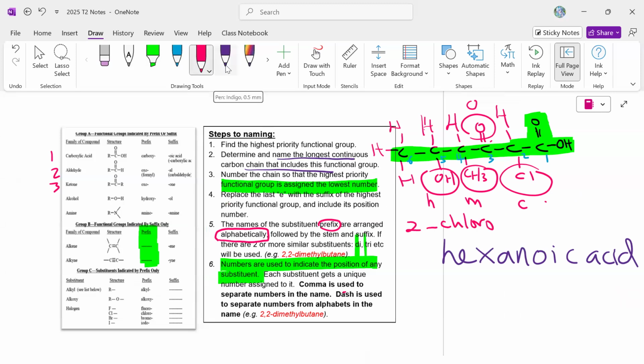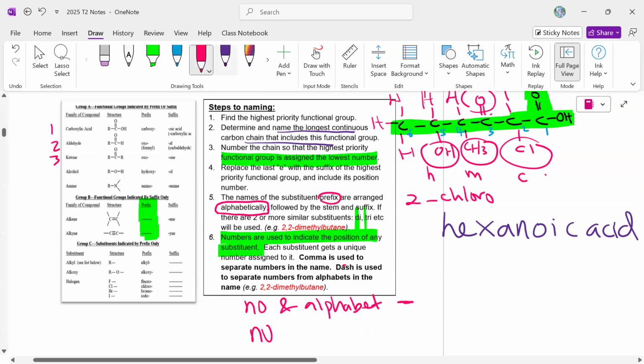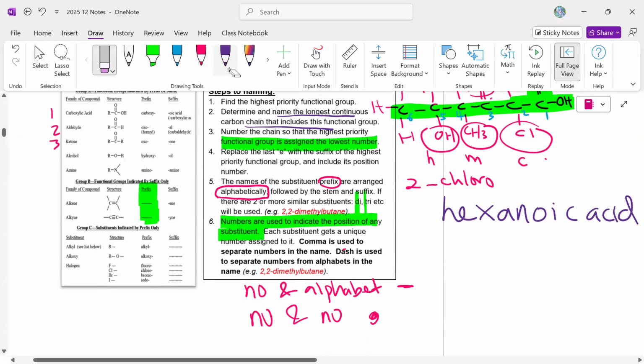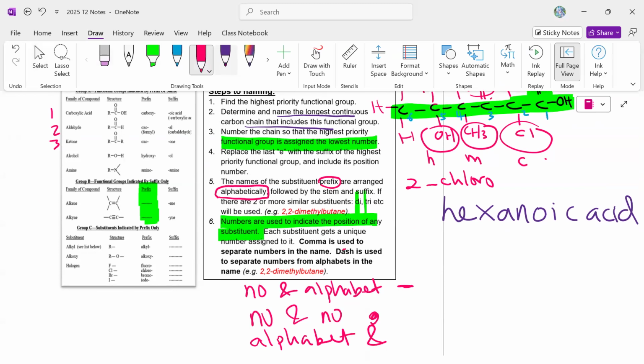Now take note what I'm doing. I'm putting a dash. When do I put a dash? When it's between a number and an alphabet, then we put a dash. If it's between a number and a number, then put a comma. If between alphabet and alphabet, there is no need to put anything, and by right, there's no space. Nothing.